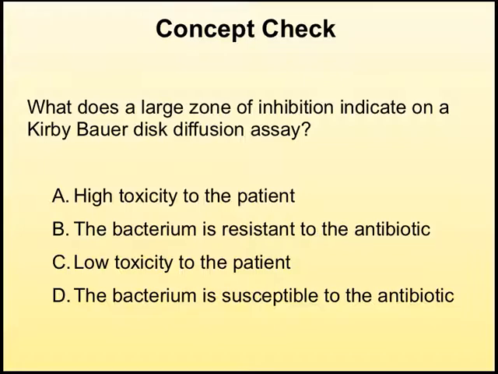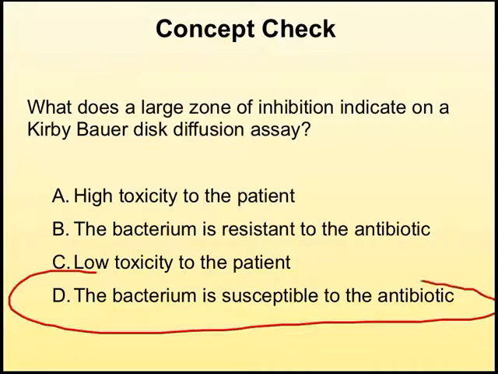What does a large zone of inhibition indicate on the Kirby-Bauer disc diffusion assay? Is it high toxicity to the patient? That the bacterium is resistant to the antibiotic? There's a low toxicity to the patient, or that the bacterium is susceptible to the antibiotic? Well, if we've put an antibiotic disc onto a bacterial lawn and we get a larger zone, that means that it's had a greater effect, and thus the bacterium is more susceptible to that antibiotic.